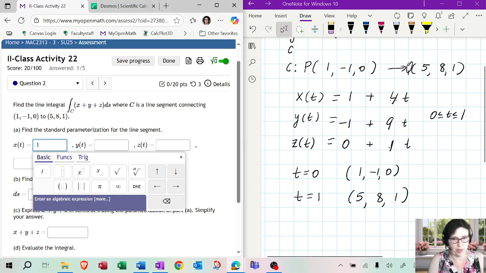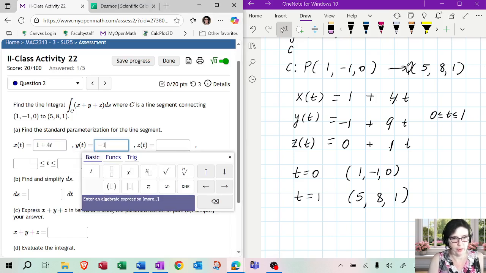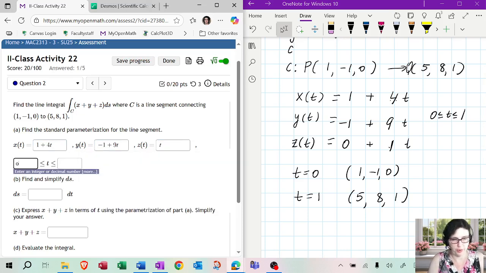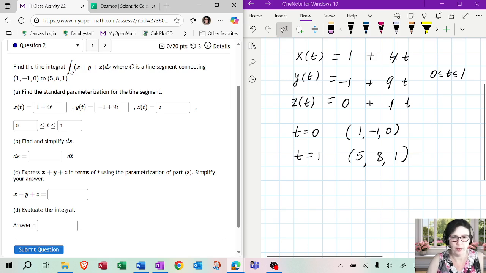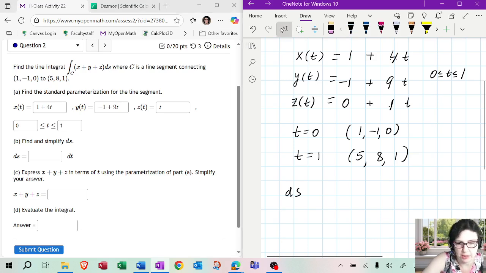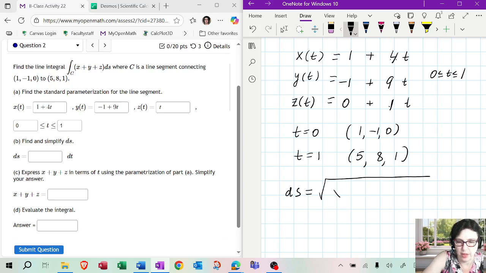Okay, so let's go ahead and enter the parameterization here. And like I said, for the line segment, the way we made the parameterization, again, it's not the only one. There are infinitely many different ones. But the way we made it, t goes from 0 to 1. Okay, so how do we simplify ds, which is like the piece or differential of the arc length? So we take the square root, and then we have x prime squared plus y prime squared plus z prime squared. And at the end, we're supposed to add dt.